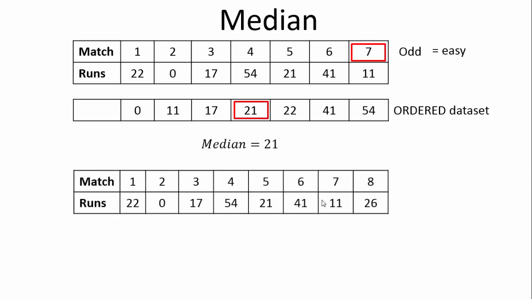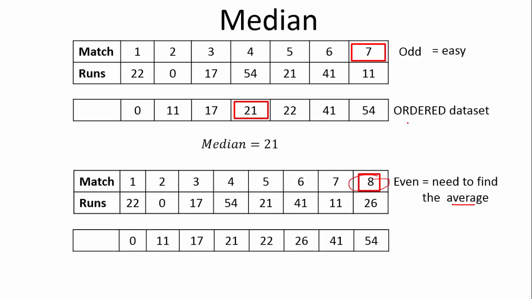So let's look at another example where we have played now an 8th game. Right? So now this is even. Now this is a little bit more tricky, but not tricky at all. We just have to find the average, or find the mean of 2 numbers. So the first thing we got to do, number 1, is put it into an ordered data set. It has to be ordered.